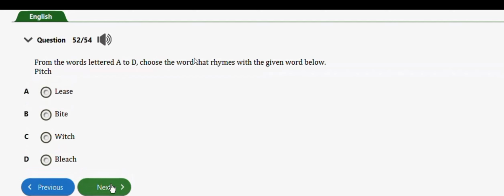It says choose the word that rhymes with pitch. We have list, bite, which, bleach. The right answer is option C, which is which, which has the same rhyme with pitch.